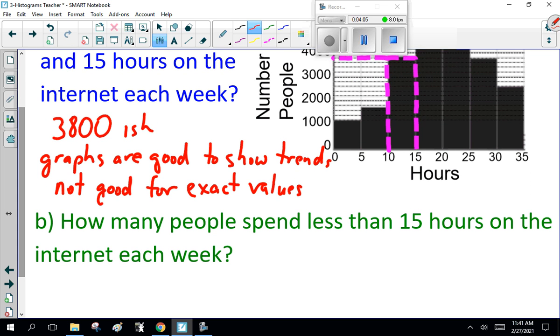Now, that leads to the next question. How many people spend less than 15 hours on the internet? Well, less than 15 hours, that's 0 to 5, that range. And look at the numbers carefully. Ooh, it's only 4 lines. That's not 1,000, that's 1,200. Ooh, that's sneaky. Because 1,000 is down here. Ooh, sneaky. That's why graphs can be annoying. Anyway.